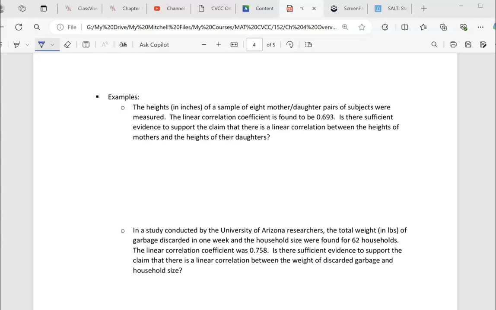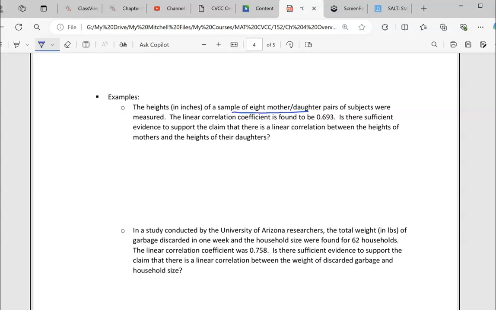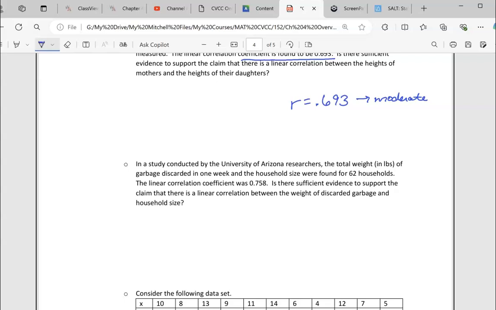So let's look at a few examples. We have 8 sets of mothers and daughters. The linear correlation coefficient is found to be 0.693. So 0.693 falls in our moderate range. So we would say there is a moderate correlation there. If we look at this one, we have 62 households. The linear correlation coefficient is 0.758. So 0.758 also falls in that moderate relationship category.